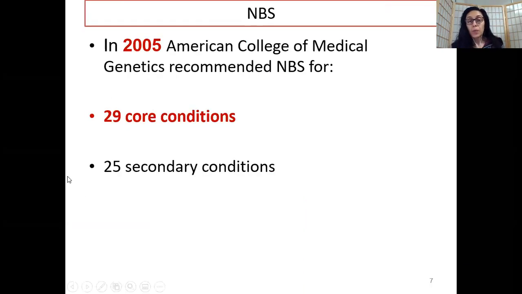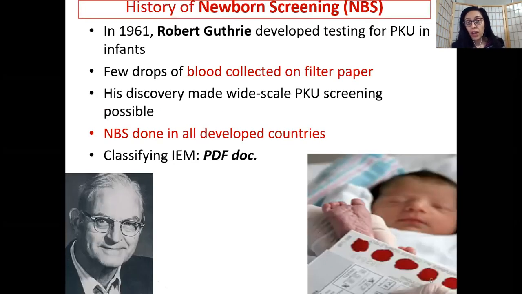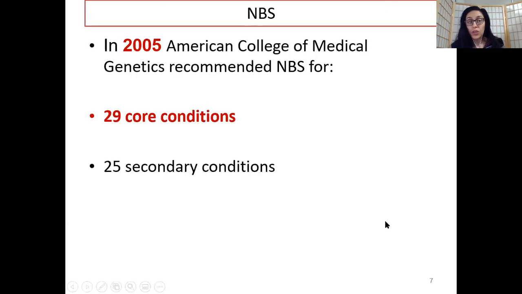In 2005, the American College of Medical Genetics, ACMG, recommended 29 genetic metabolic conditions which require compulsory screening. You can identify these 29 conditions from small droplets of blood, and find out whether the baby is suffering from any of them.